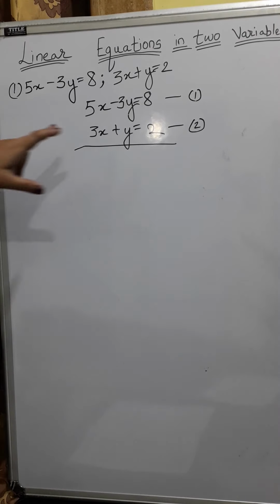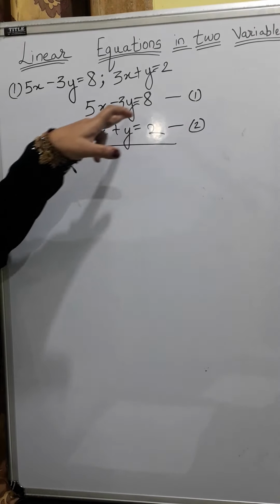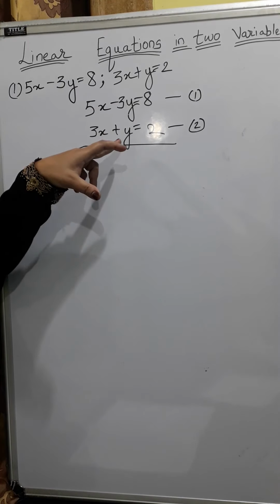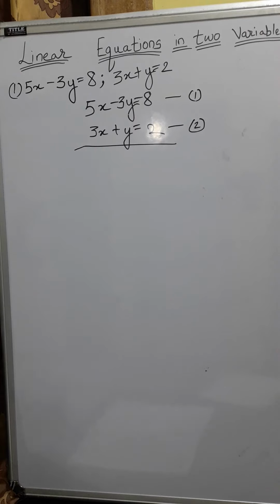Why? Because the y variable in equation number 1 has a negative sign, and the y variable in equation number 2 has a positive sign. So that variable can be eliminated easily. Now the coefficient of y in equation number 1 is 3, but in equation number 2 the coefficient of y is 1. If nothing is there, that means there is 1, which is multiplying the variable, that is 1 into y, that is y.